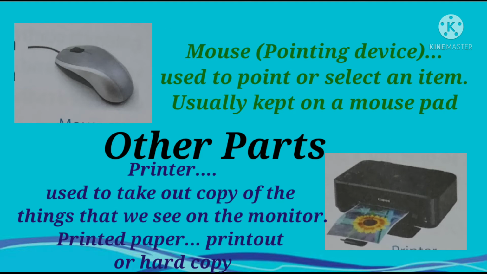Another important part is the mouse. A mouse is a pointing device. A mouse is used to point or to select an item shown on the monitor. It usually has two buttons and a wheel in between. A mouse is usually kept on a mouse pad to prevent it from dust and make its surface smooth to use.